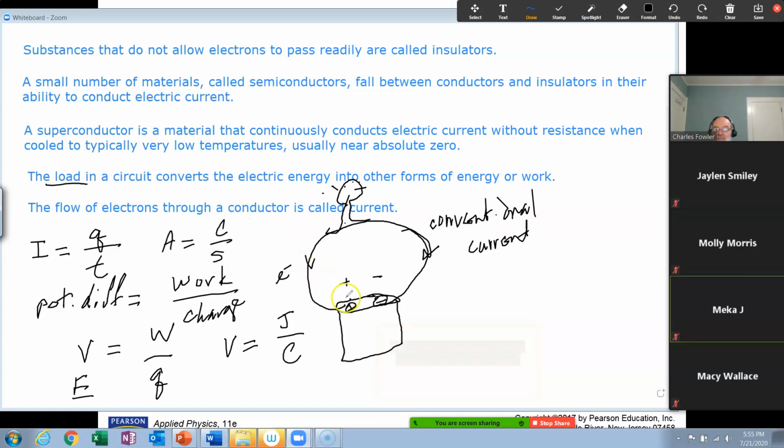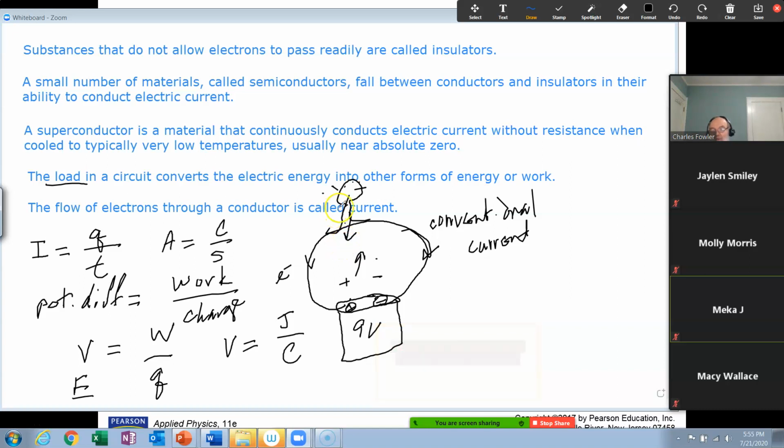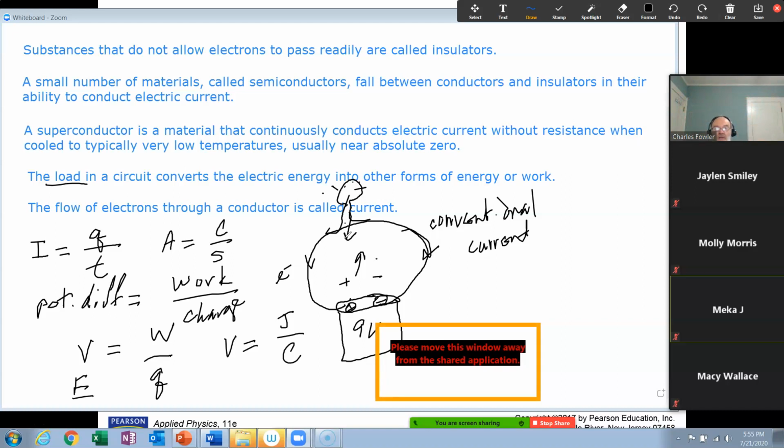Now, the voltage is supplied by the battery, and I think I said I was going to draw that as a 9-volt battery. So this is a 9-volt battery. That's 9 joules for every coulomb that goes through here. That's energy per unit charge. The load uses up that. So what we say, the battery produces an increase in voltage, whereas the light bulb, the load, uses that energy per unit charge. So you have a drop in voltage there. So we'll sometimes call that a voltage drop. The battery supplies a voltage increase, the load uses that energy per unit charge, and that's the voltage drop.